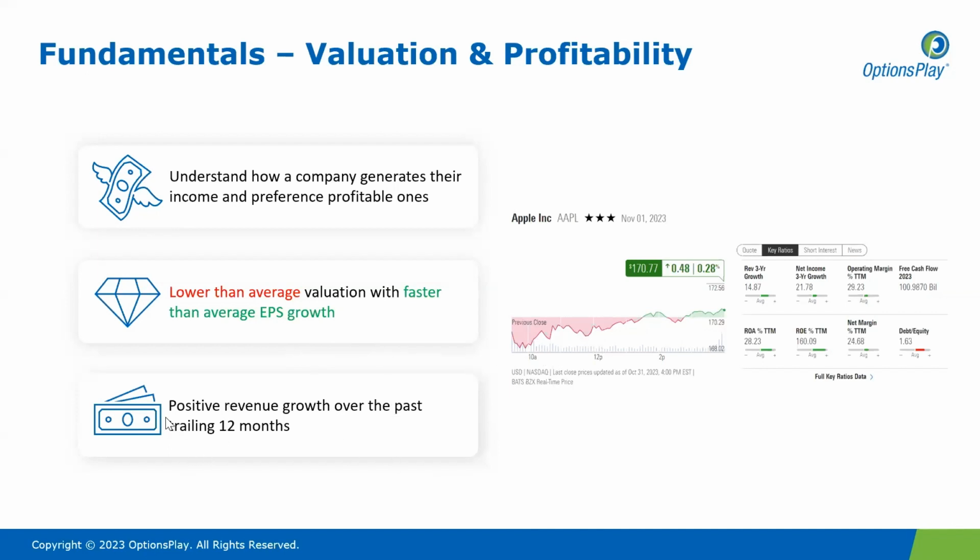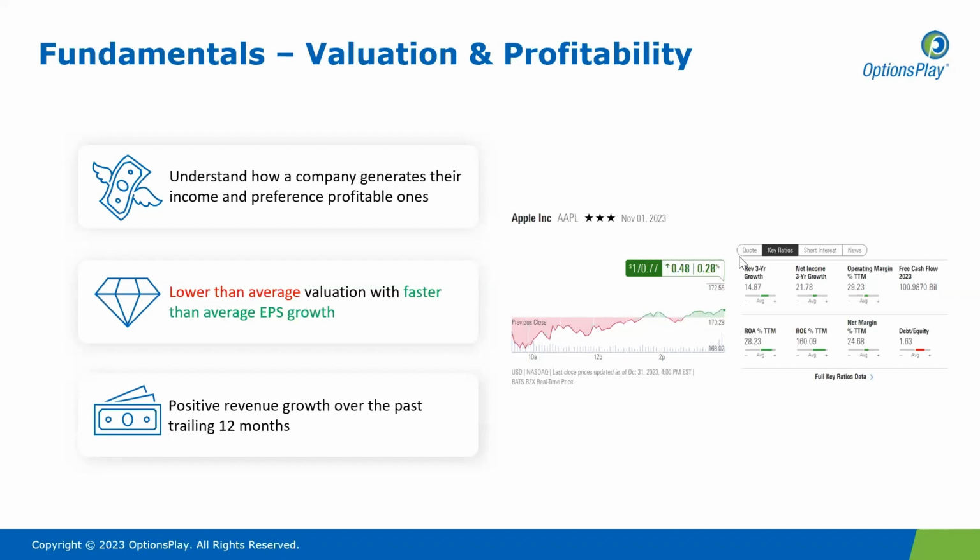Generally speaking, you want to have positive revenue growth over the last trailing 12 months, just a general rule of thumb. So that's how simple we can make the fundamental analysis. We just have to take a simple sniff test: is this company in a healthy place? Is the subsector in a healthy place? And how does it compare to its peers?